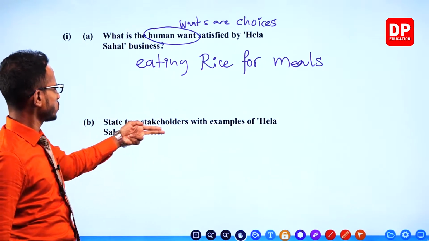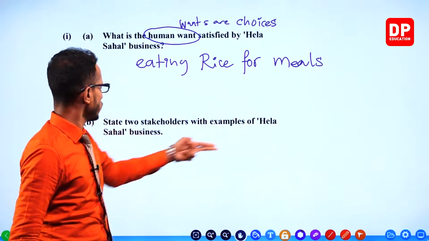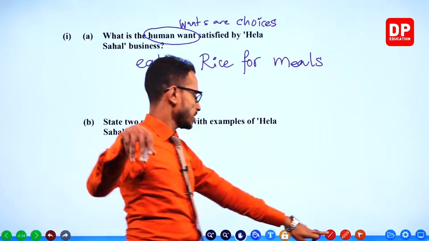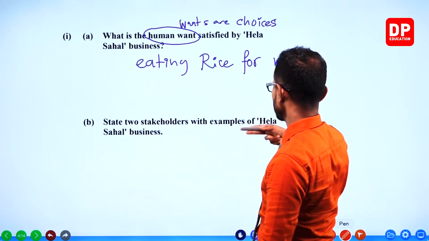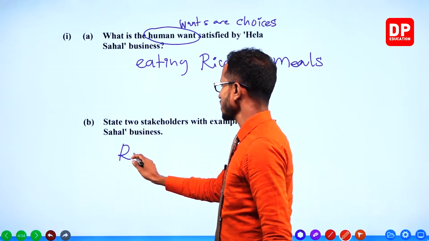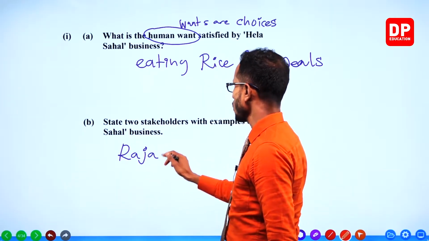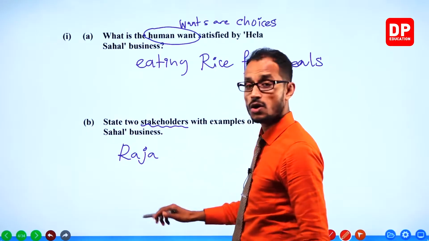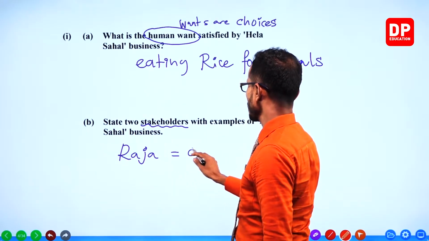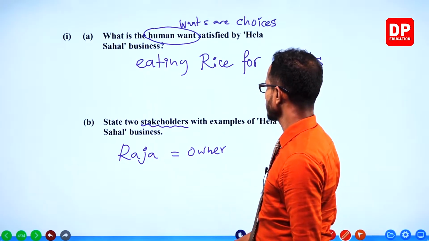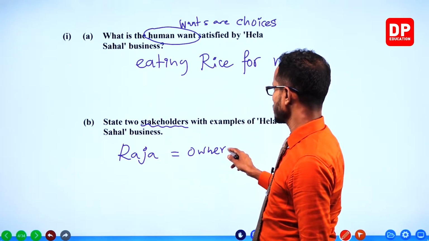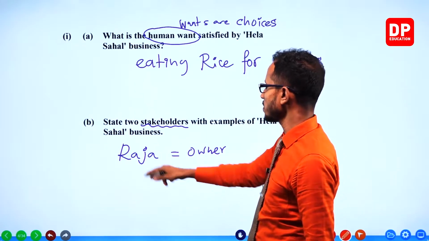State 2 stakeholders with examples of Hela Sahal business. State 2 stakeholders with examples. Raja is the main stakeholder because he is the owner. Raja, owner. Right? This is the main stakeholder. This is the example.